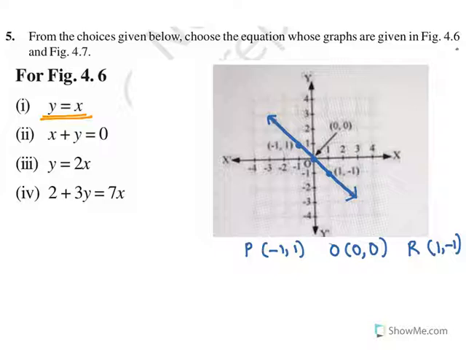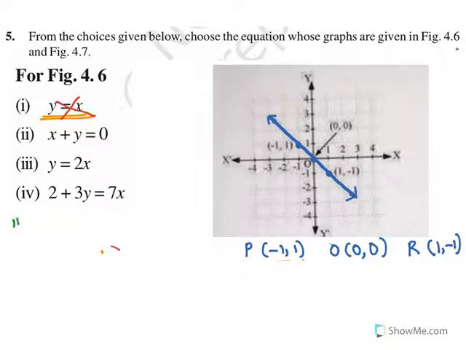Now how do I check? Now y equal to x. Let me take up point P. For point P, x equal to -1 and y equal to 1. Let me put the values in. Y is 1 and x is -1. Are they equal? No, they are not equal. So that means this is not the equation of that graph.